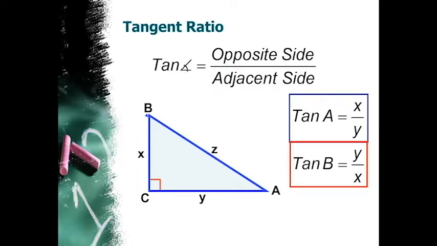So the tangent of A is x over y. And the tangent of B would be y over x. You can see here that the tangents of the different acute angles are reciprocals of each other. That will always hold true.